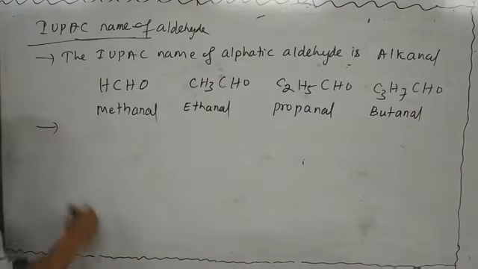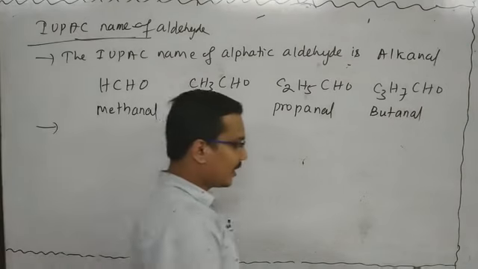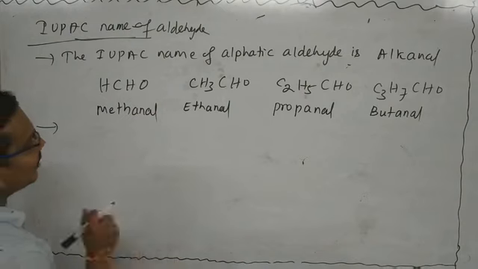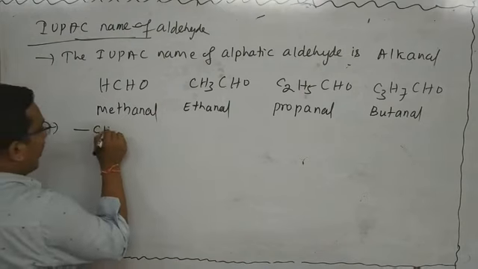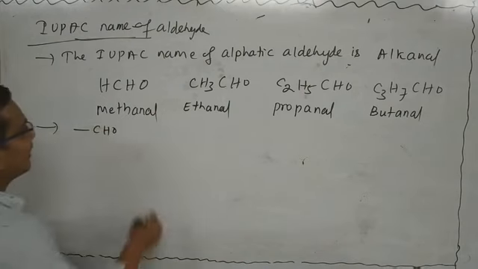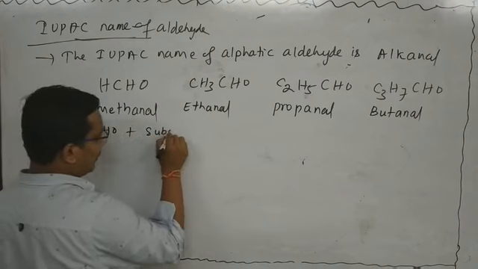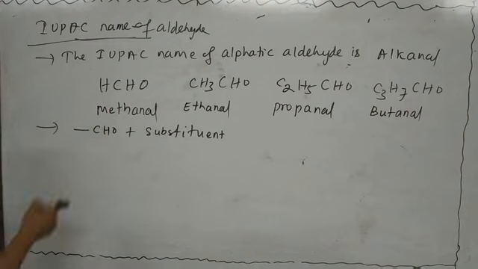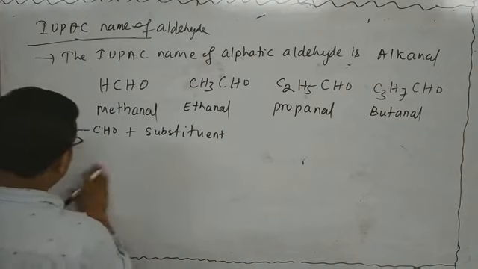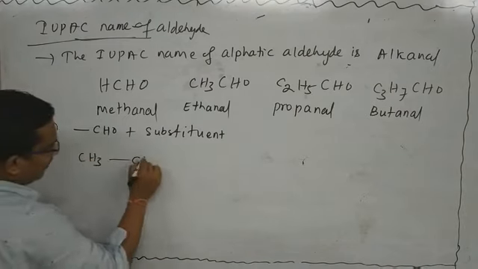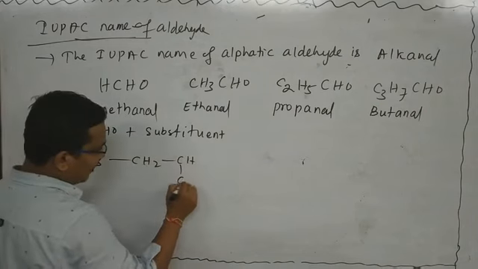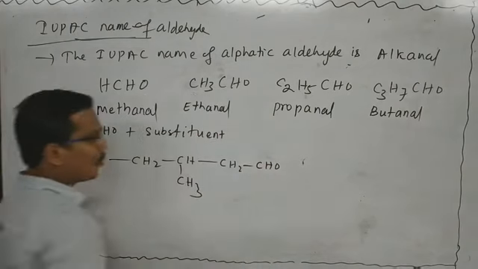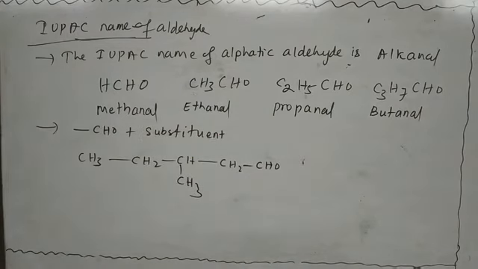Let me discuss the second point related to the IUPAC system. Suppose an organic compound contains an aldehyde functional group with a substituent, that is a side chain. Let me explain this point with an example. Take the example CH3, CH2, CH with CH3 present, CH2, CHO. Then what will be the name of this compound?